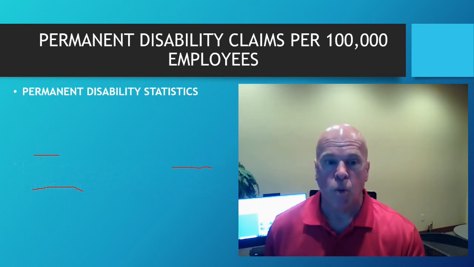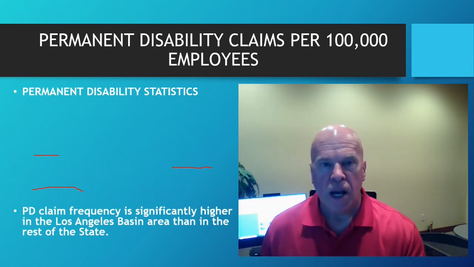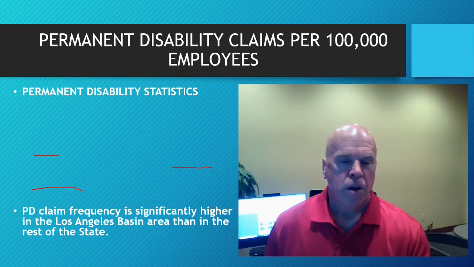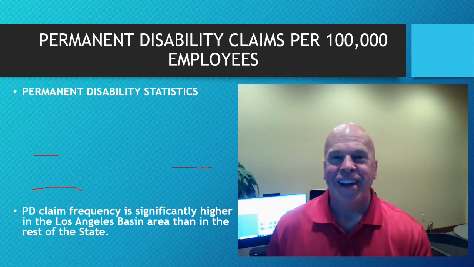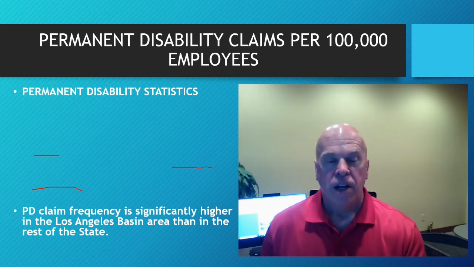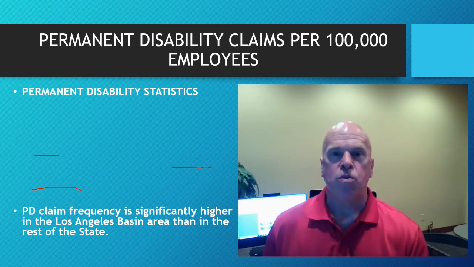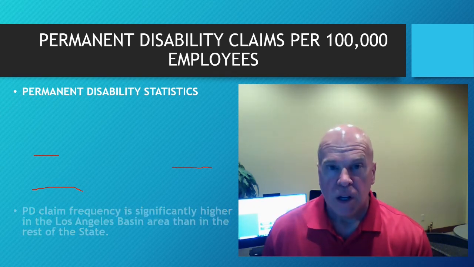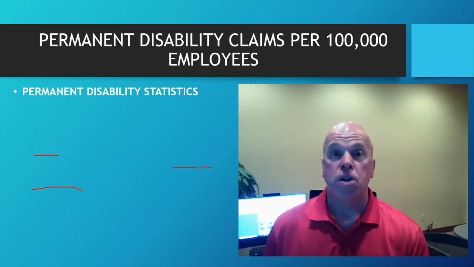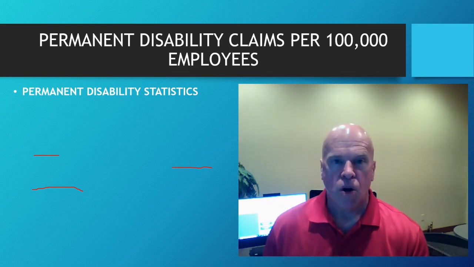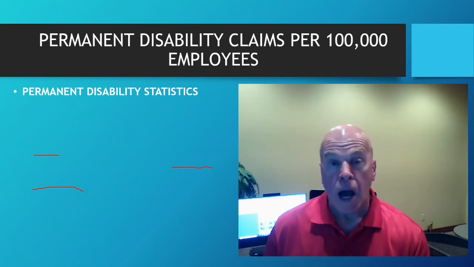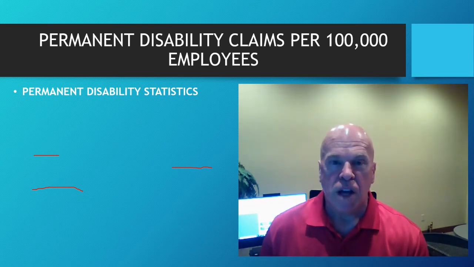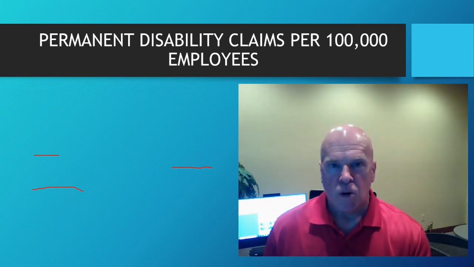So you might ask yourself, what is it unique about California? Specifically, permanent disability claim frequency is significantly higher in the Los Angeles Basin area than in the rest of the state. So what is unique about Los Angeles, first of all? And what is unique about California compared to the other 49 states that leads so many injured employees to go on and receive a permanent disability rating? It might have to do, perhaps, with the opinions and conclusions of California's qualified medical evaluators.